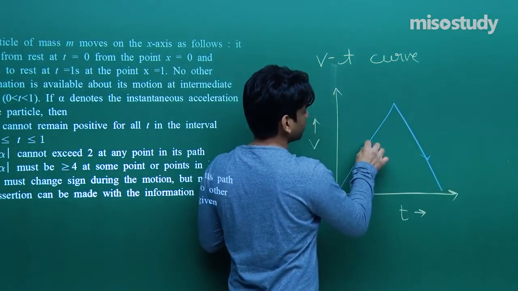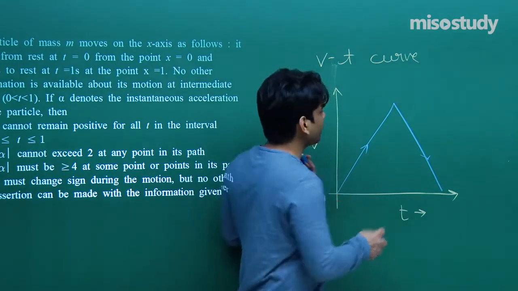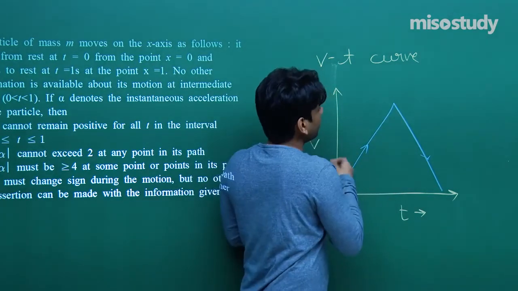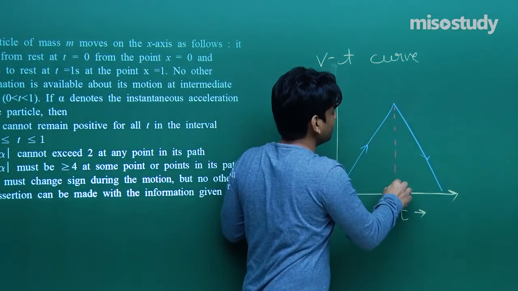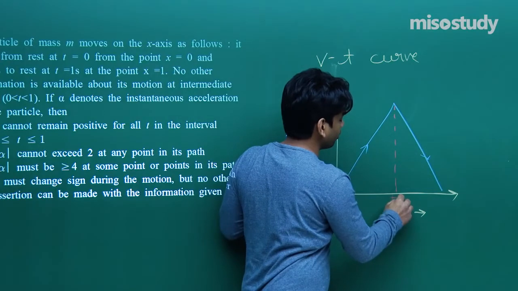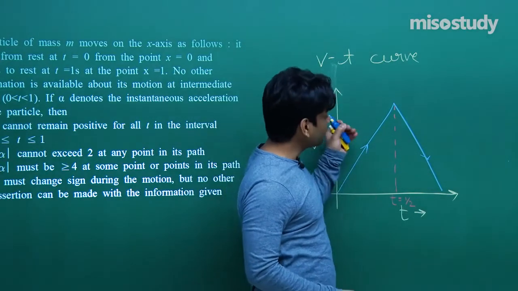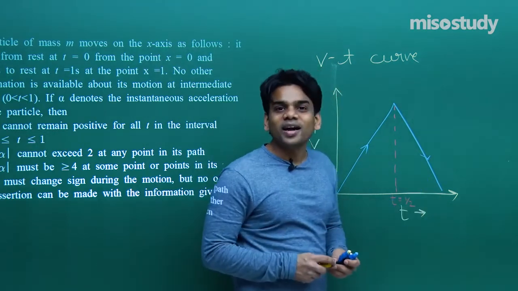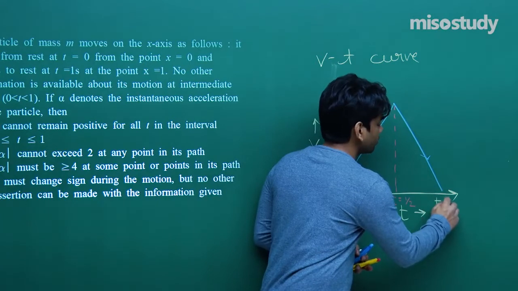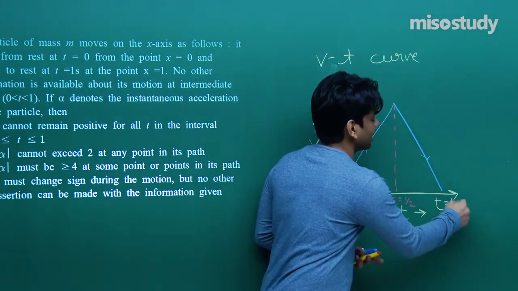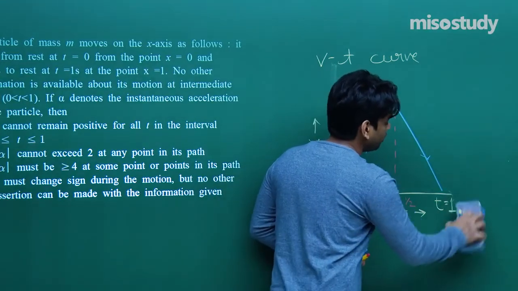It can be in this way. So for this standard curve, what I have taken is that for t equals 1/2, the particle velocity is increasing, and then for the next half time, the particle velocity is decreasing. This is t equals 1 second. That is what has been given in the statement of the question.